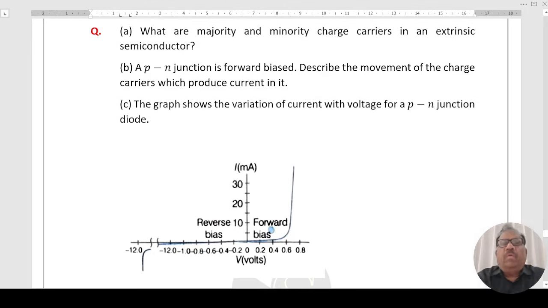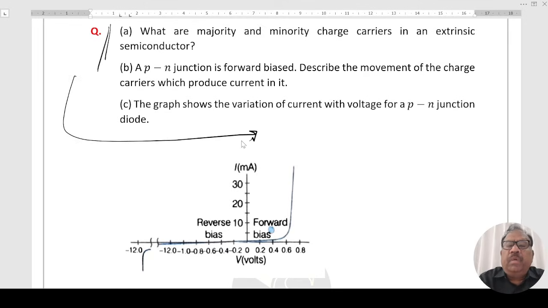Question is, what are the majority and minority charge carriers in extrinsic semiconductor? Extrinsic semiconductors are those when impurity is added from the third group or fifth group. For N-type, majority carriers are electrons and holes are minority carriers.